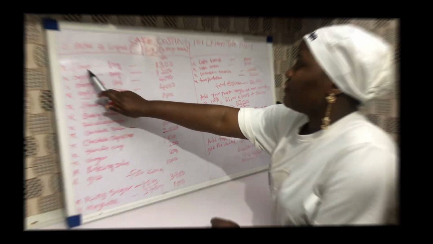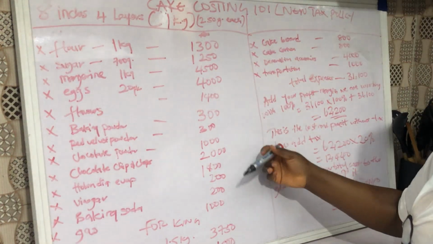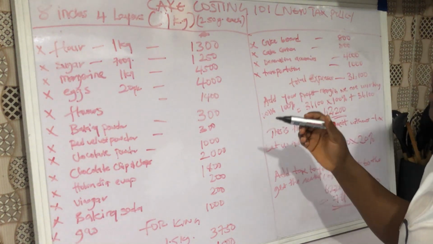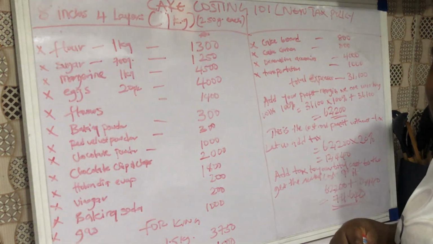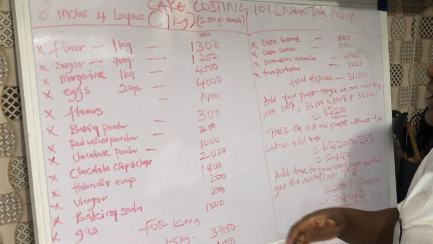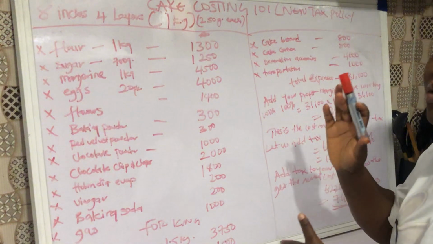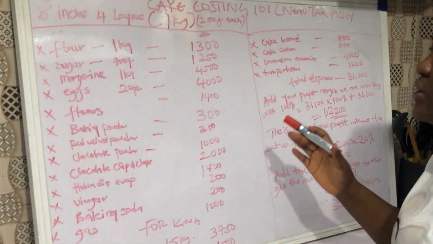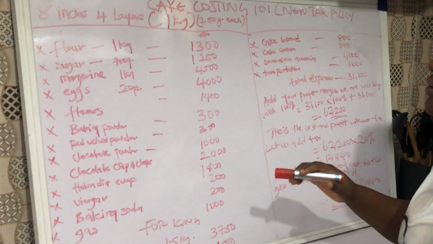So let's say our flour is 1 kg, 1,300. This price I'm using, they are not actually fixed prices. Some of them are correct, some of them are not. So just use your own price, do what will work for you. Yes, this is just an example, a template that you can use for food, for drinks, for whatever it is that you are doing.